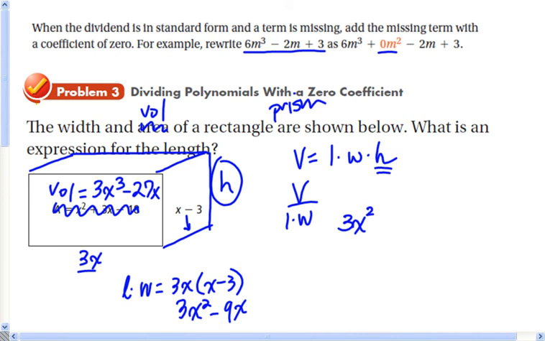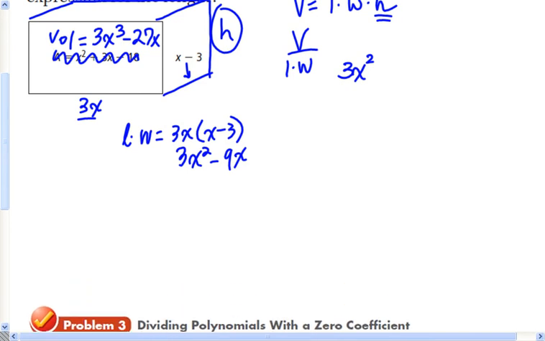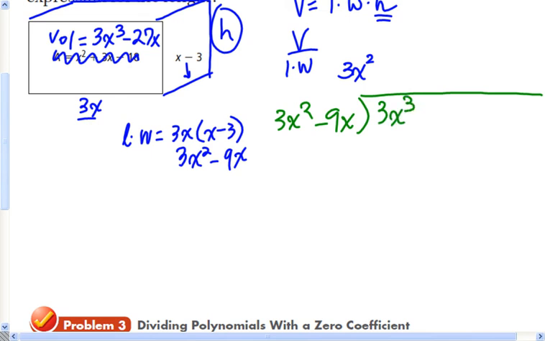So 3x squared minus 9x is my divisor. And I'm going to divide 3x cubed, the volume, and then it's minus 27x. I'm going to put a 0x squared in here, and then a minus 27x. You'll see why in a second. Okay, now I'm thinking what number times 3x squared equals 3x to the third, and that's x. And x times 3x squared is 3x to the third, and x times 9x is minus 9x squared.